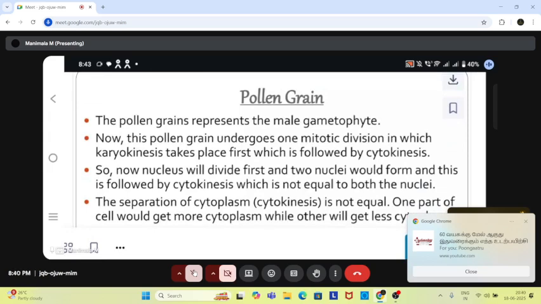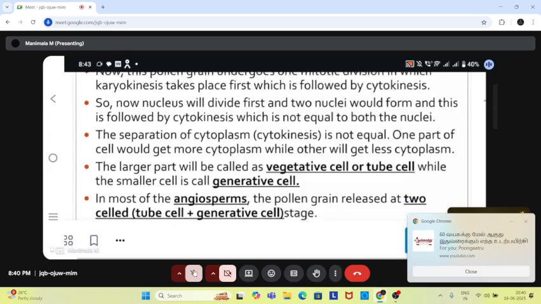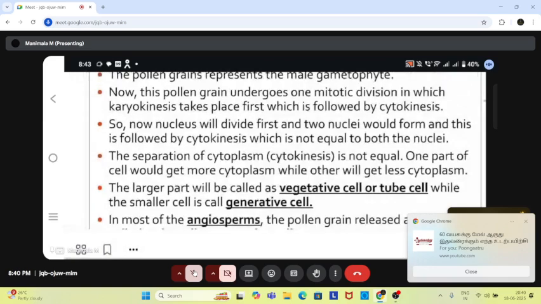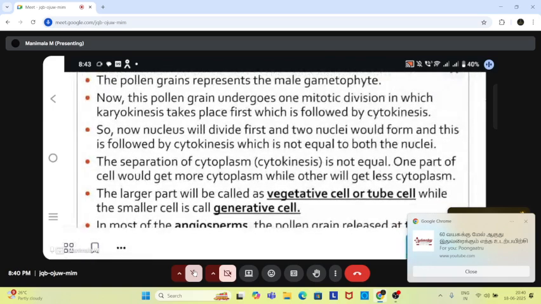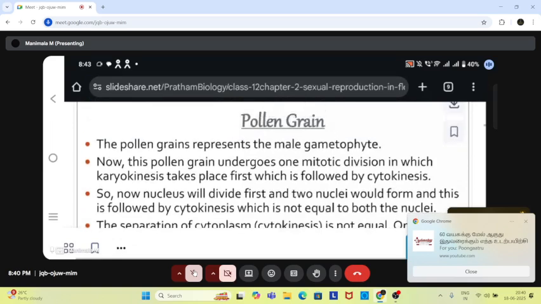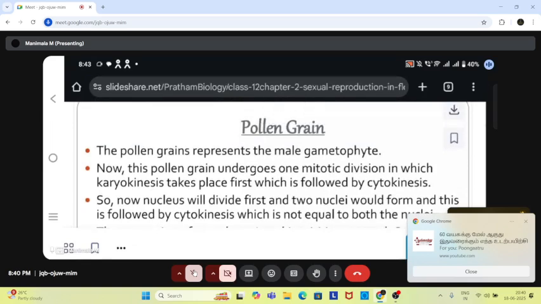Generally it is nearly 25 to 30 micrometers in diameter; it was not mentioned, so you can make a note of it. When we measure the pollen grains, it is nearly 25 to 50 micrometers in diameter. So pollen grains represent the male gametophyte.